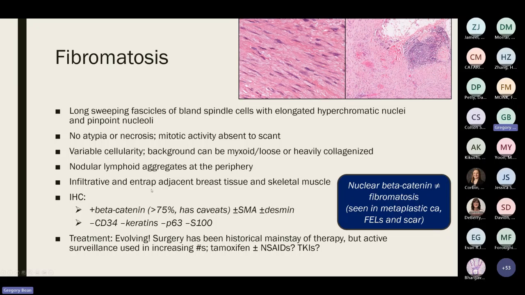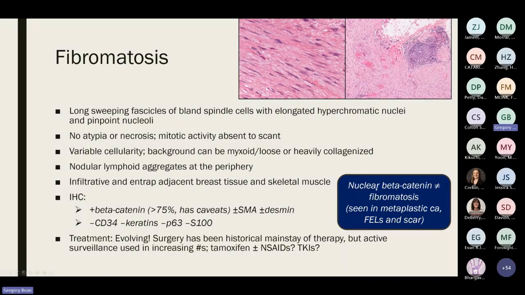Unlike some of the other entities we talked about, such as myofibroblastoma, fibromatosis is really characterized by this infiltrative growth that can entrap surrounding tissue like breast epithelium and skeletal muscle. On IHC, beta-catenin shows nuclear staining in most cases, though it has some caveats, and it doesn't necessarily need to show this to be fibromatosis. There could be some staining with SMA and desmin, and it should be negative for CD34, keratins, p63, and S100.